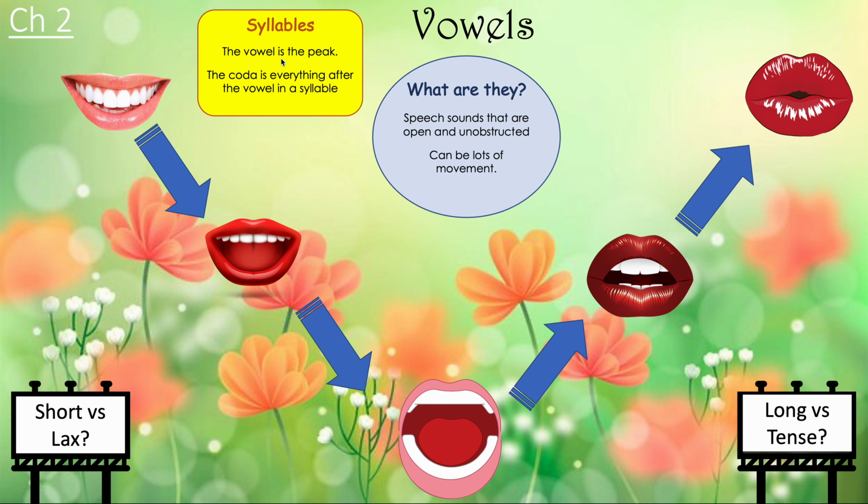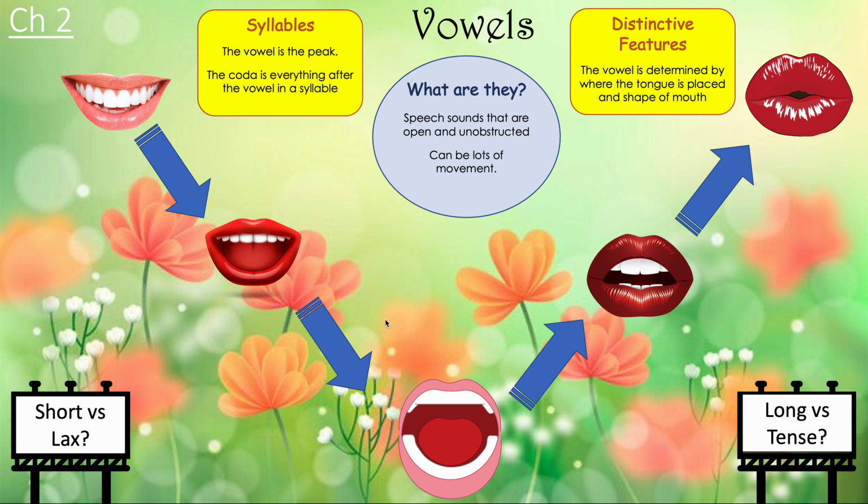So the vowel we know in a syllable is the peak. The coda is everything after the vowel. So if we're looking at the word short, short has sh as its onset, ort is the rhyme. So we've split the word into two parts. Looking for the coda is just focusing on the rhyme. The or would be the peak, that's where the vowel is, and then anything after that sound is the coda.